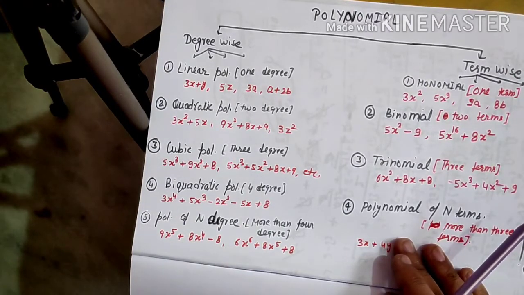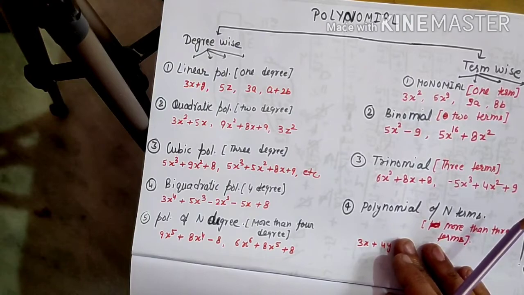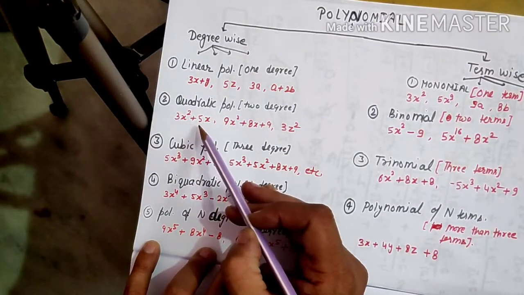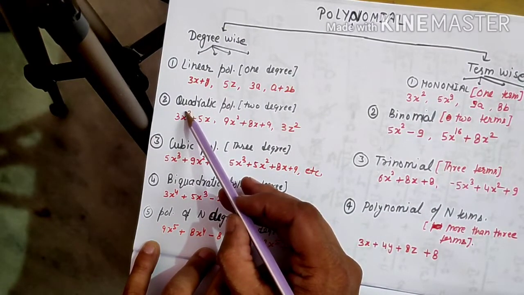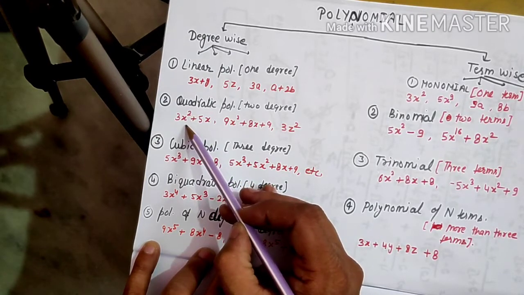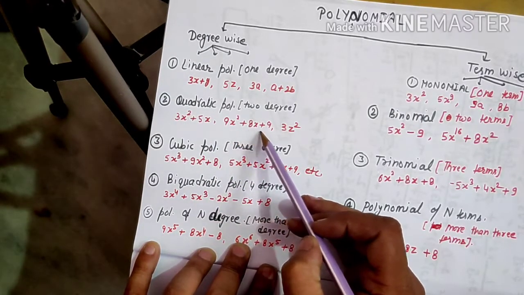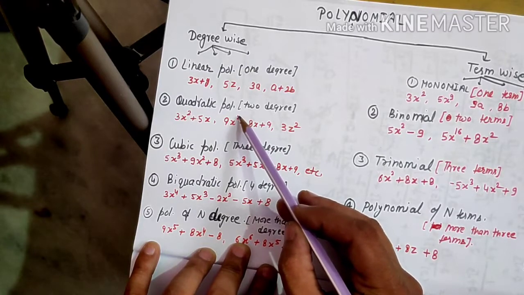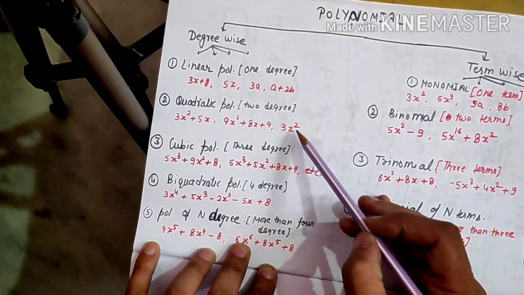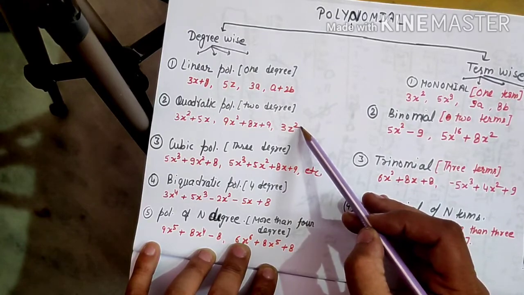Second one is quadratic polynomial. That means 2-degree polynomial. As we can see that 3x square plus 5x, the maximum degree of variable is 2, so this is quadratic. 9x square plus 8x plus 9, the maximum degree is 2, so this is quadratic. 3z square, the maximum degree is 2, so this is quadratic.